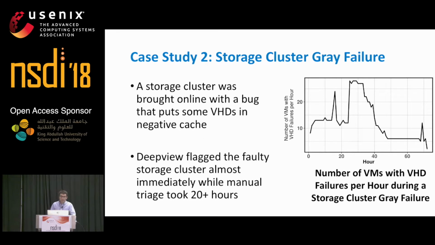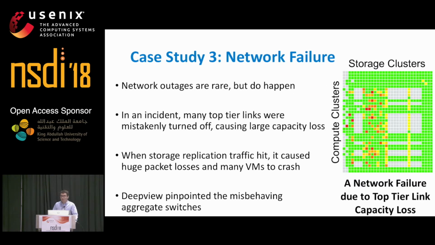The second case study concerns storage cluster grade failures. So we know storage clusters can fail in a way that only impacts a subset of VMs. In one incident, a storage cluster was brought online with a software bug that puts some VHDs in negative cache. As you can see from the graph, as time progresses, more and more VMs were impacted by this software bug. In this case, Deepview is able to flag the faulty storage cluster almost immediately, while the manual triage process took 20+ hours.